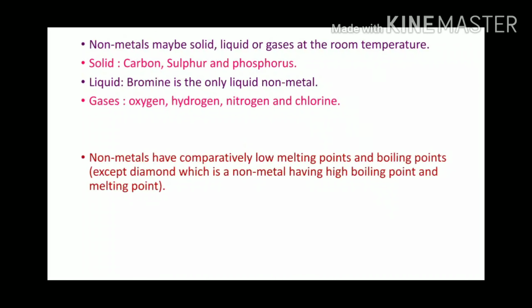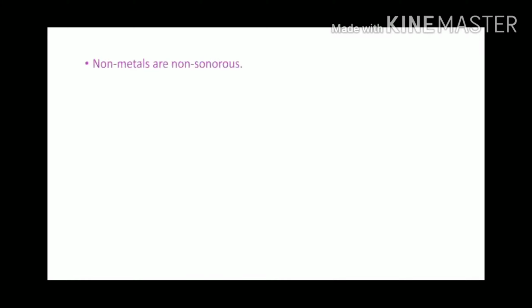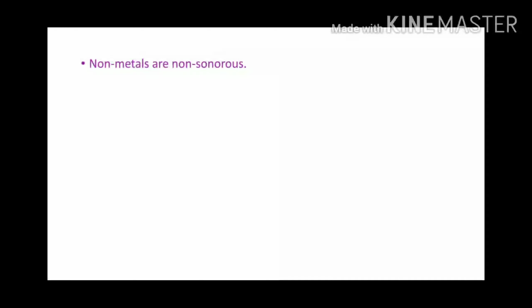Non-metals have comparatively low melting points and boiling points except diamond, which is a non-metal having high boiling point and melting point. Non-metals have low densities, that is, non-metals are light substances. Non-metals are non-sonorous. Non-metals are of different colors.